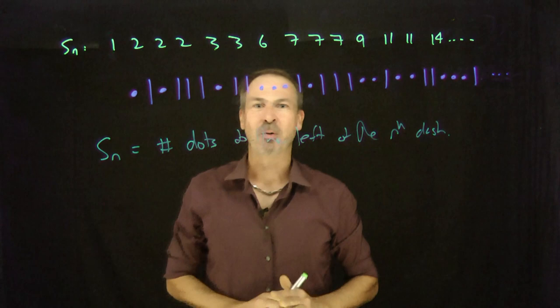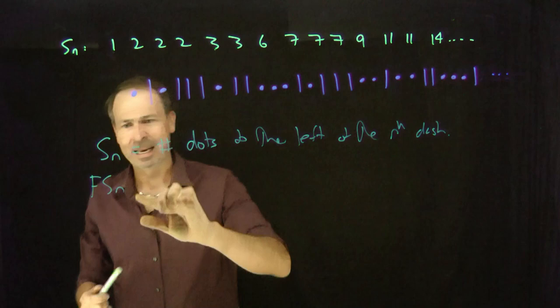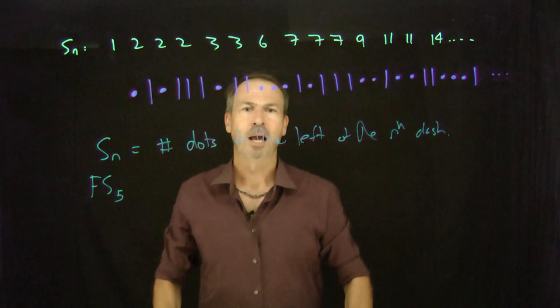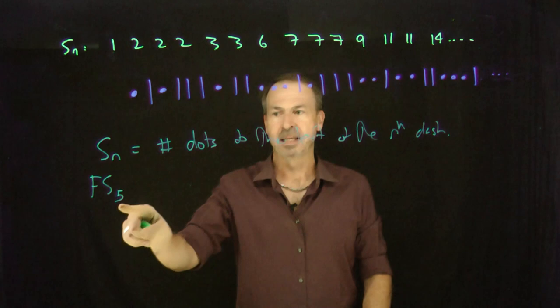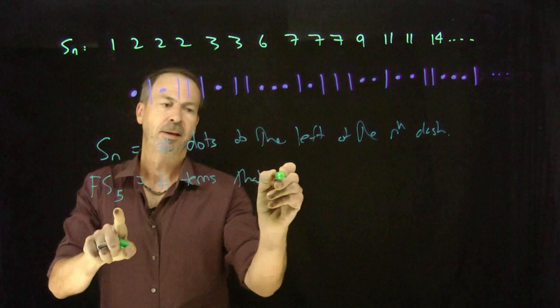So the question is, can we visualize the frequency sequence as well? Just to be really clear, let me make it concrete with an actual number like 5, the fifth term of the frequency sequence. Can we visualize that? Well, first of all, what does that mean? The frequency sequence is the number of terms of the original sequence that are less than 5. Let me write that down. This is the number of terms of the original sequence that are less than 5.